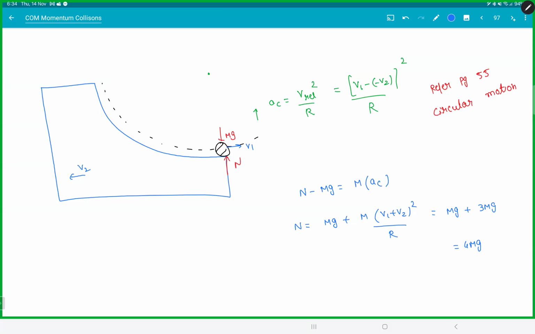Did you guys take mv1 square by R? You forgot the V2 part. Please check. That's a pretty good one. This part makes this question advanced.